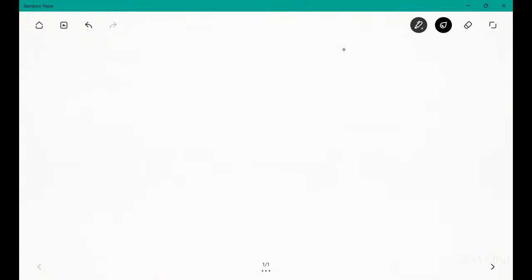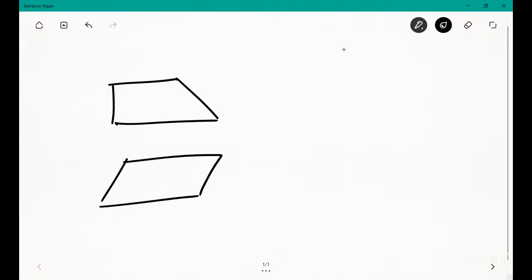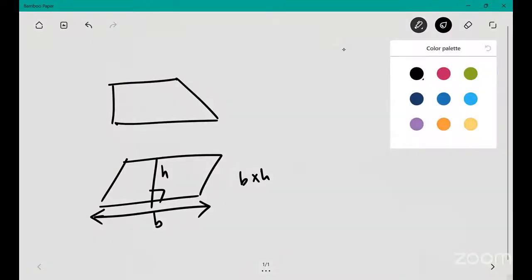Then you can also have trapeziums as well. That's the only thing that is extra. If you were to have a trapezium, it's going to look like this. Even a parallelogram is the same as a rectangle. You'll have a base with a perpendicular height, and you just multiply the two. So for a parallelogram, it's base into height. If it's a trapezium, this one's just a little different.